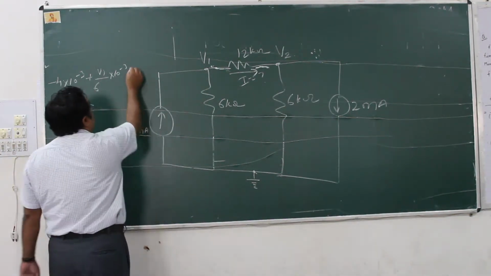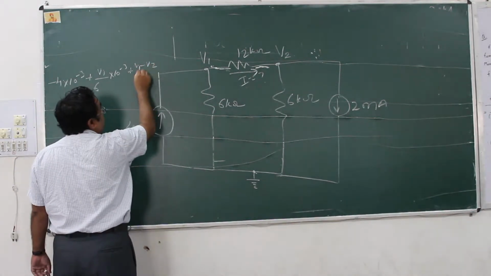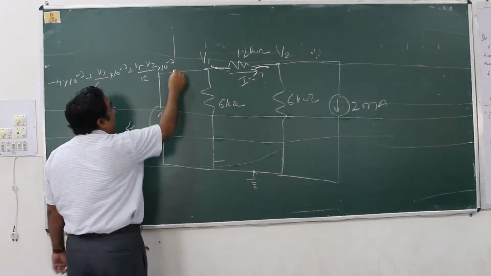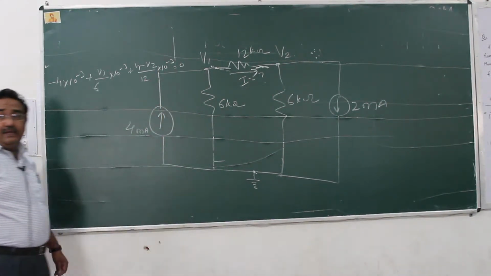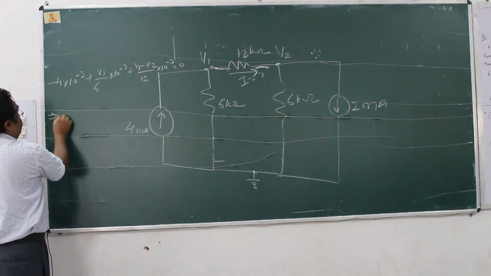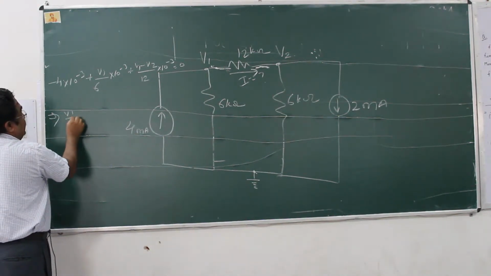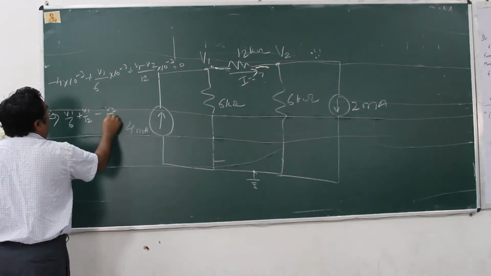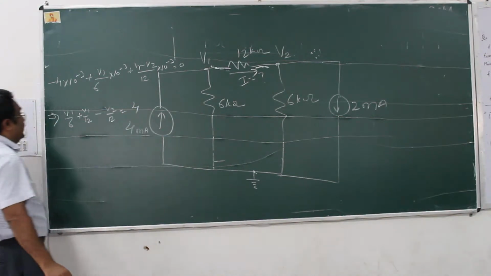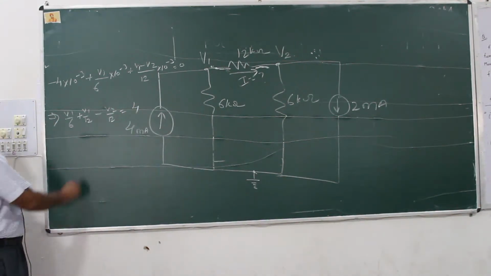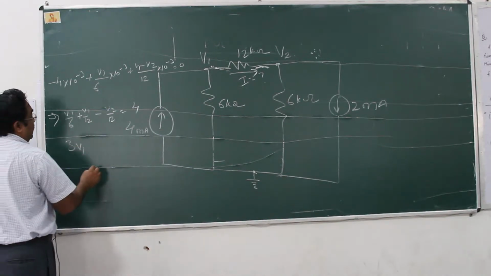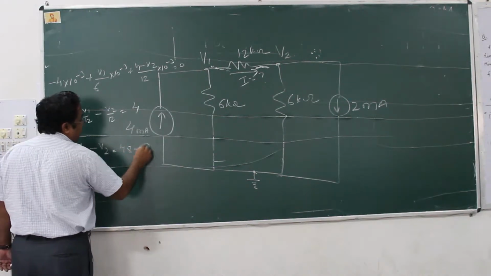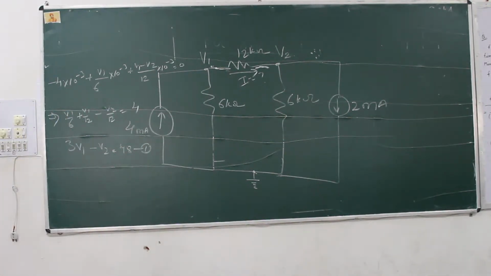What else? Plus V1 minus V2 upon 12 into 10 raised to power minus 3. Any other source? Any other branch? No. Equal to 0. Clear? Which can be further simplified as how much? V1 by 6 plus V1 by 12 minus V2 by 12 is equal to 4. Okay? So how much it will become? I think 3V1 minus V2 is equal to 48. Equation number 1. Clear?